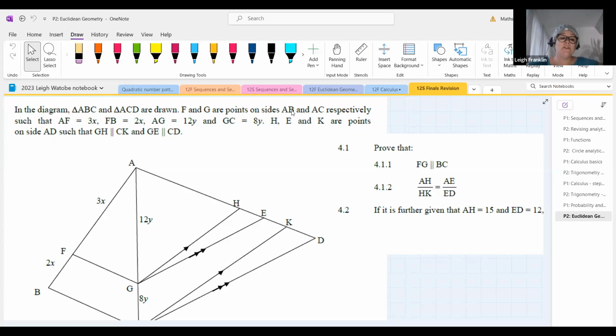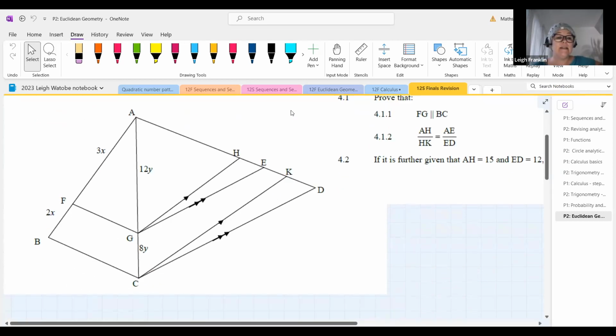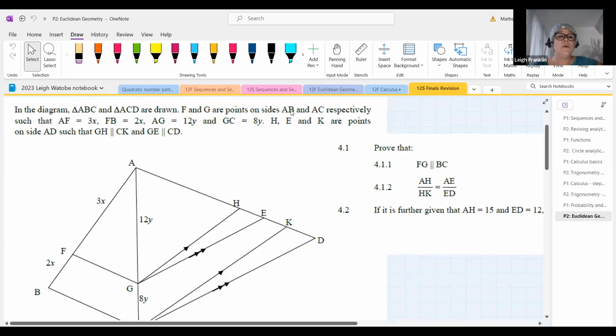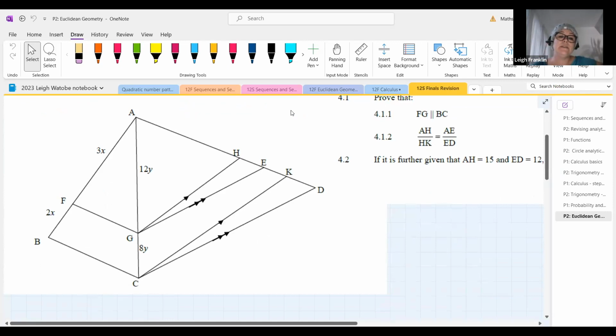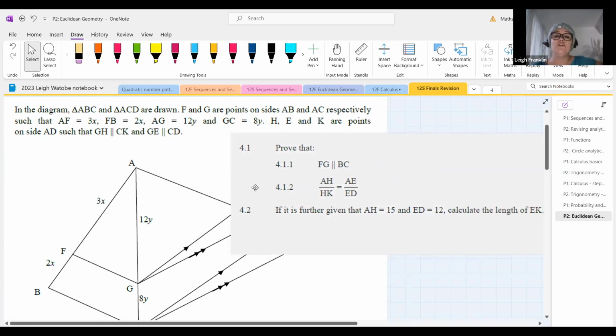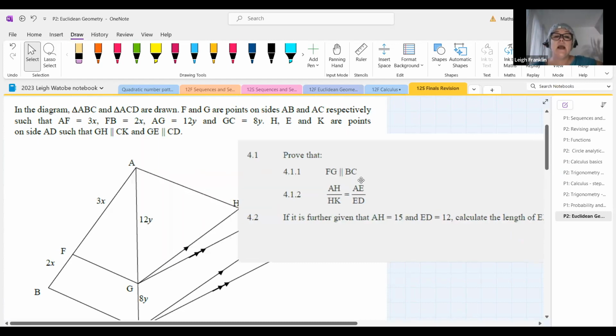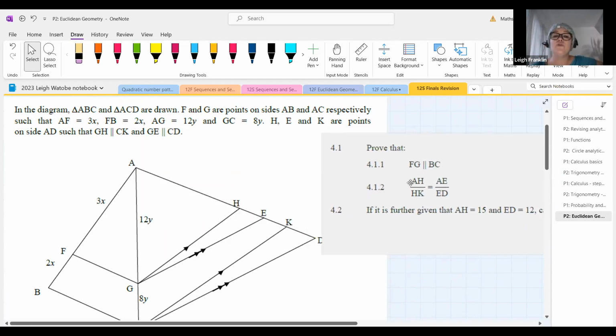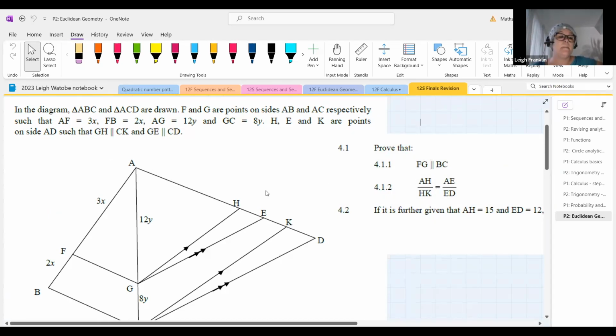And we've got two pairs of parallel lines. So we've got GH parallel to CK, sorry, C is kind of hidden down there. And we've got GE parallel to CD. So that makes it a little bit more difficult because we've got two pairs of parallel lines. The first thing they want us to do for 2 marks is prove that FG is parallel to BC.